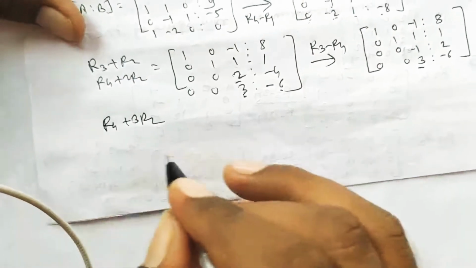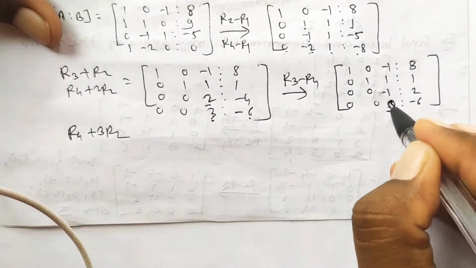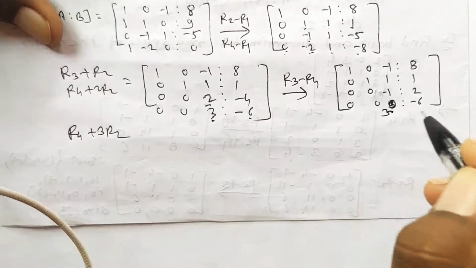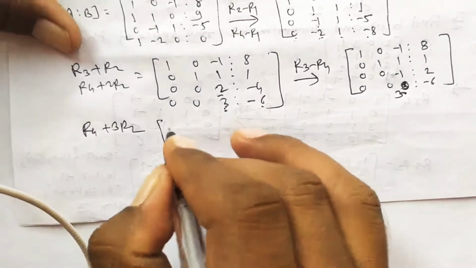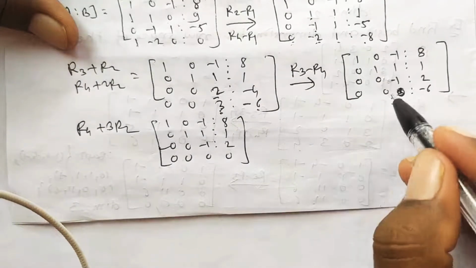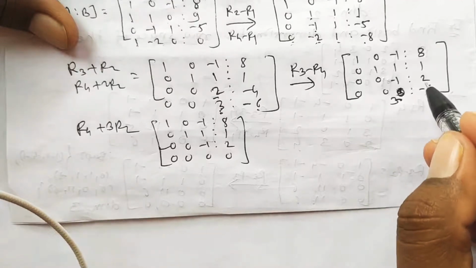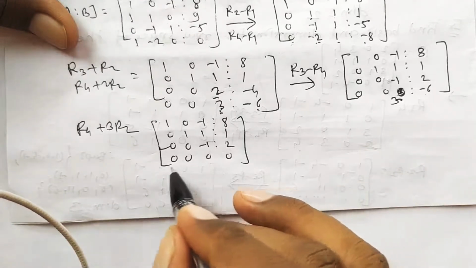So if you use R4 plus 3 times R2, then we will get here 0, or we will write one more step here, keep this 3 as it is. R4 plus 3 times R2, if we use this operation, then we get the last row of this matrix equal to 0, because 3 minus 3 is 0, and minus 6 plus 3 into 2 is 6, 0. So we get this matrix.